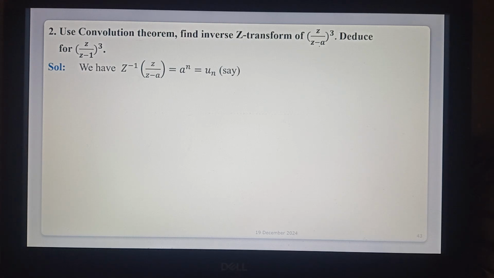Okay, first of all we have to find the z inverse of z by z minus a whole square. So let's write it as a product of the two functions. That is, z inverse of z by z minus a is equal to a power n. That is the first sequence.